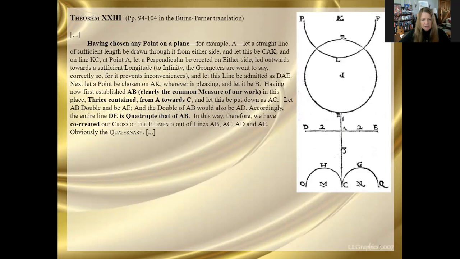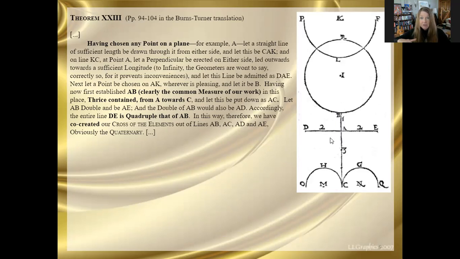Next, let a point be chosen on AK, wherever is pleasing, and let it be B. Having now first established AB, clearly the common measure of our work. That is important because, as I told you last class, this measure, AB, is 1.